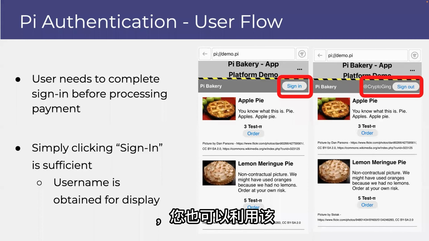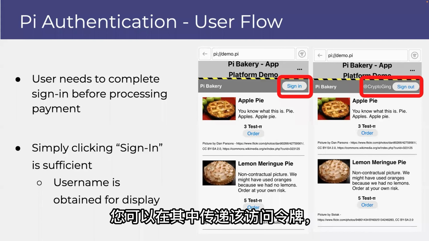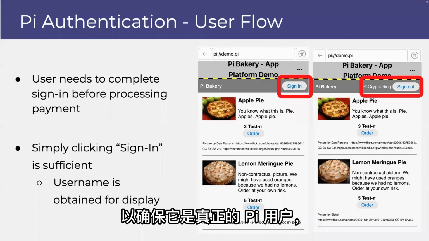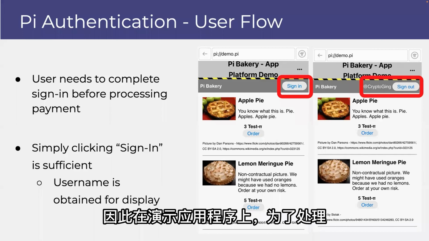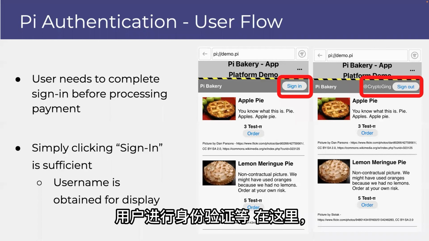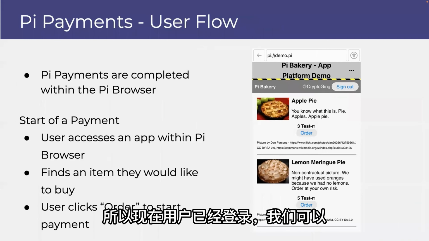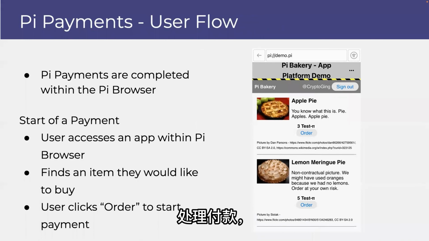You can also utilize that access token to verify a user. There is a verification API that we provide where you can pass that access token to ensure that it is a real Pi user. On the demo app, in order to process payments in any form, you have to authenticate the user. And so here, the user is now signed in. So now that the user is signed in, we can process a payment.